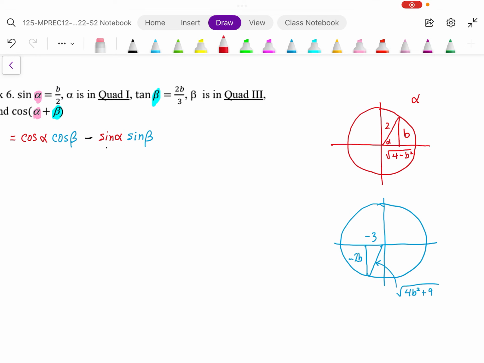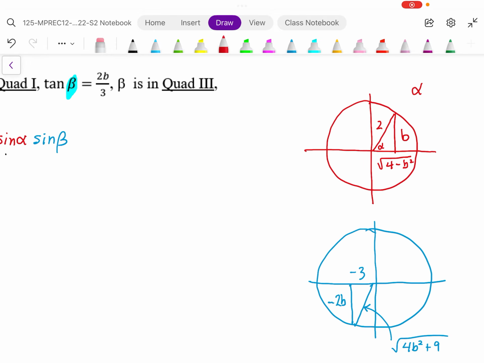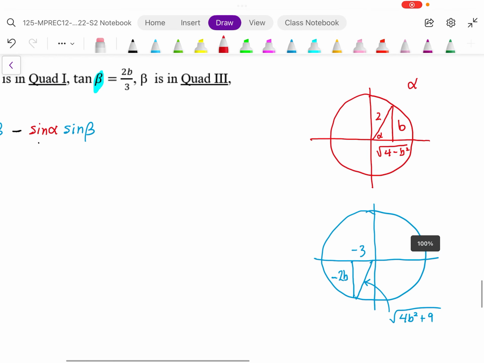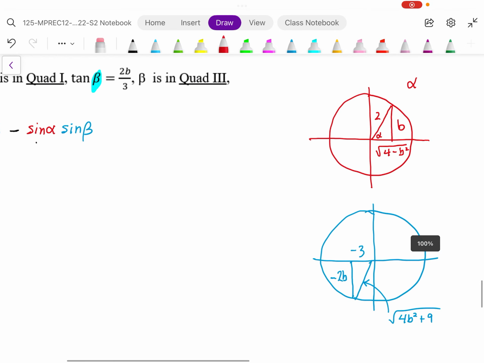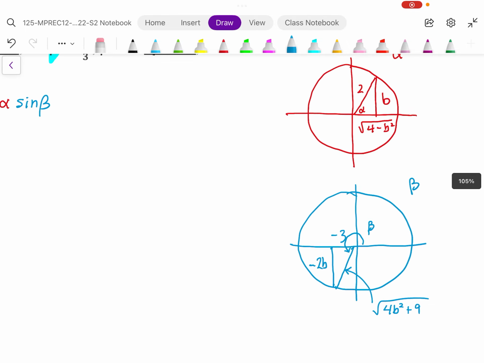Angle beta was expressed in terms of tan. Tan is going to be slope, rise over run, in quadrant 3. Well, that means the rise and run are both negative. So negative 2b vertically, negative 3 horizontally. And again, using Pythagoras, this time I'm going to add, since it's the hypotenuse I'm solving for. And that's going to give me the hypotenuse for angle beta, which is the square root of 4b squared plus 9. So this is my picture for angle beta.